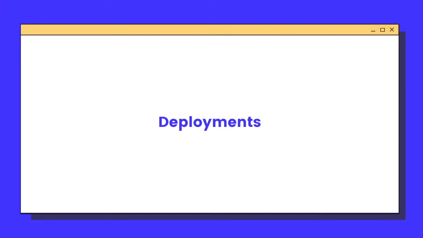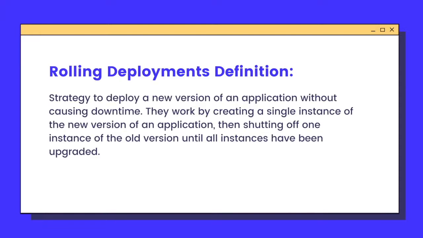Let's keep talking about deployments. Rolling deployments are one of the most popular deployment strategies, and we'll talk about the pros and cons of different deployment strategies throughout this section. Rolling deployments work by starting a new version of the application, sending traffic to the new version to make sure everything's okay, and then shutting off the old version, and repeating that until all versions of the old version are versions of the new version.